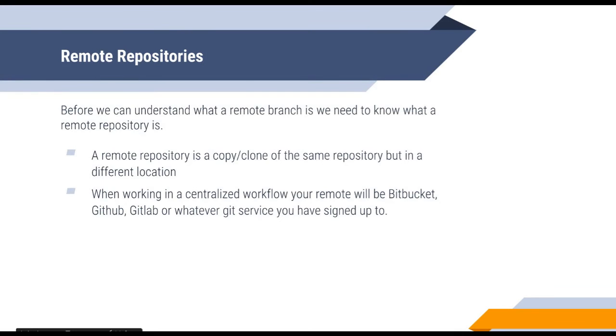Okay, so let's talk about what a remote repository is and what a remote branch is and what the difference is. A remote repository is a copy of the same repository but in a different location. In this case, your remote repository would be GitHub, if we assume that you were using GitHub. So that's all it really is: a copy of the same repository but located on a different machine. Git keeps a cached copy of the remote repository on your machine in a remote branch, and that remote branch has a link to that remote repository.